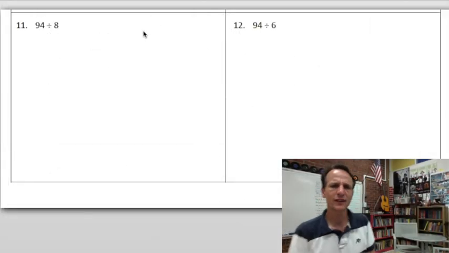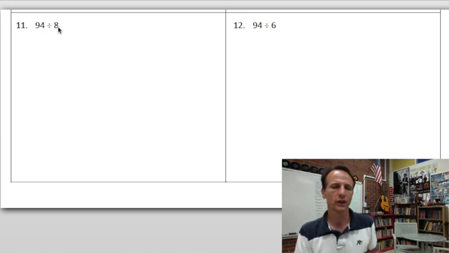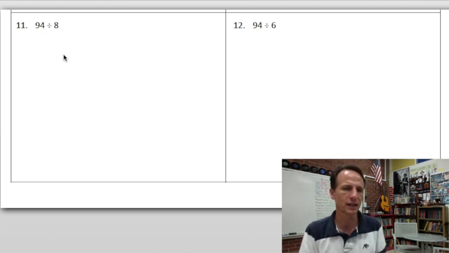All right, 11 and 12, I don't think we can make solid predictions just in a quick glance on whether or not we'll have remainders, because we know there are multiples of 8 that end in 4 and multiples of 6 that end in 4. So possibly these could be even or not. We'll see. Okay, so we have 94 divided by 8.